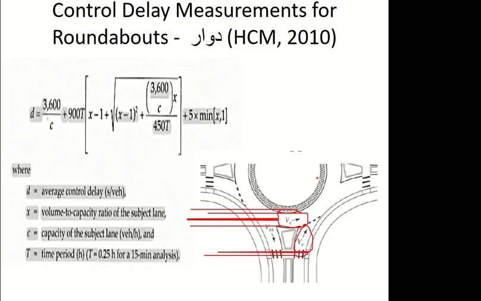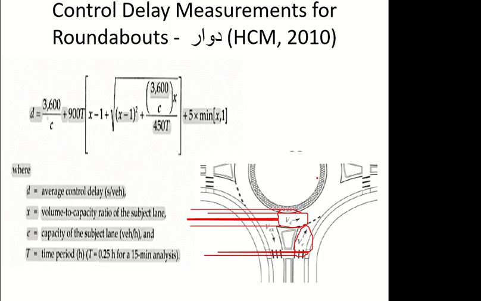the delay. This is again control delay, but in this equation we have other parameters. You can see C value here. C is the capacity of the lane, the lane which is entering the roundabout, capacity of the lane. Then you see a value here, T, capital T.